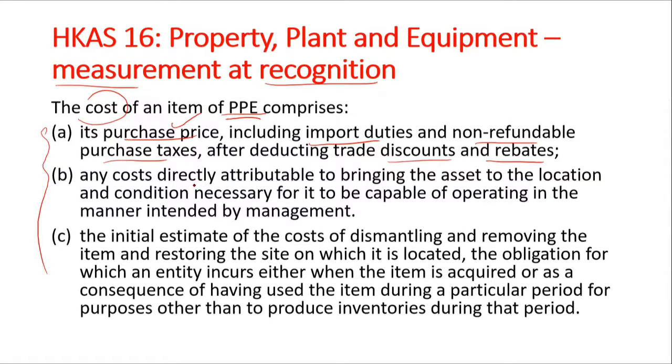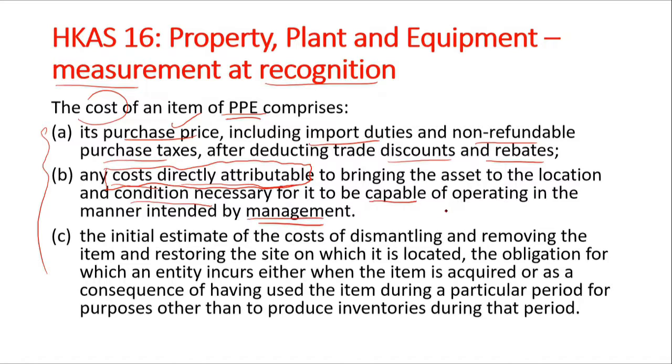The second consideration that you have to make is any cost directly attributable. These terms used in the standards are very important. So again, if you're writing any accounting professional exams, you must be using appropriate terms. You don't want to deviate from the accounting terms, because accounting is a language. So you have to speak a certain language. This phrase, cost directly attributable, is important here. So any cost directly attributable to bringing the asset to the location and condition necessary for it to be capable of operating in the manner intended by management.